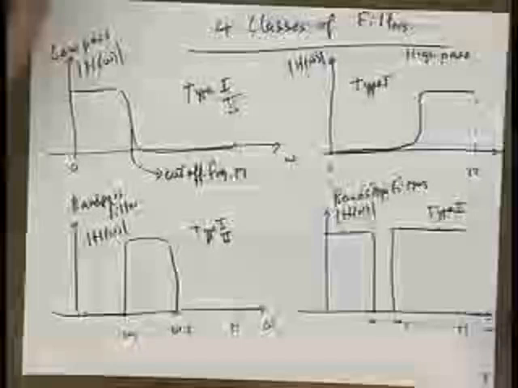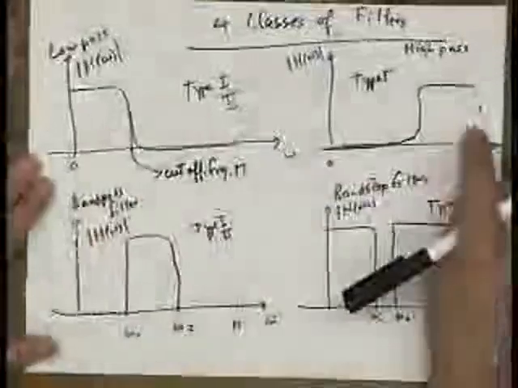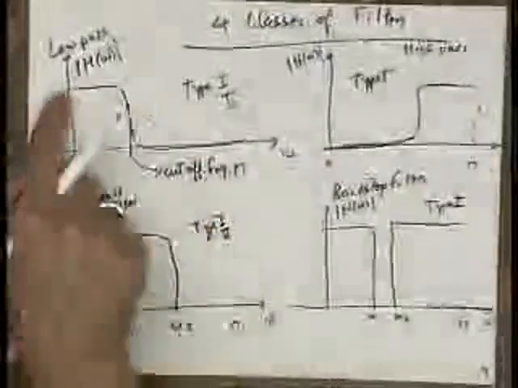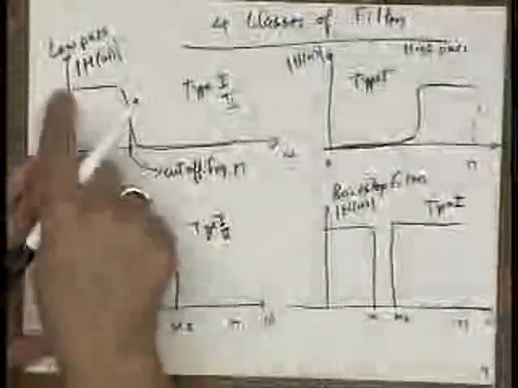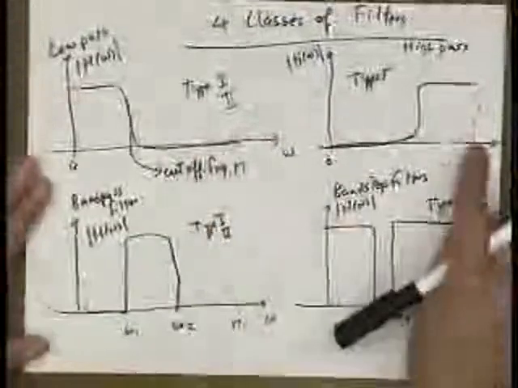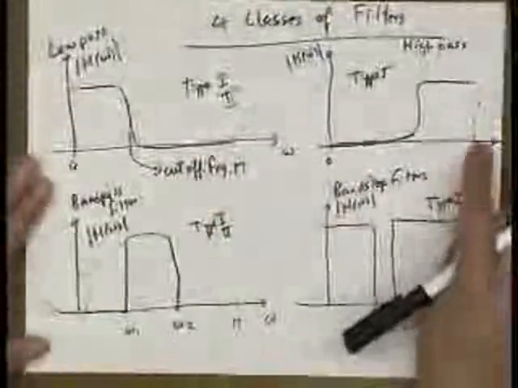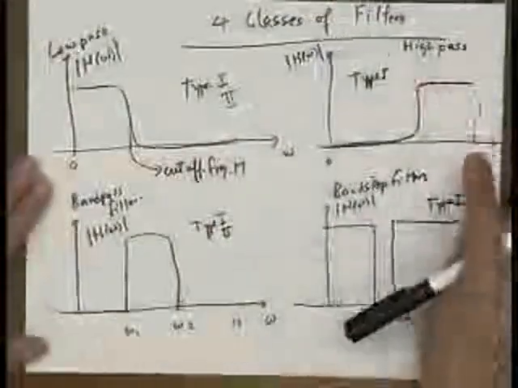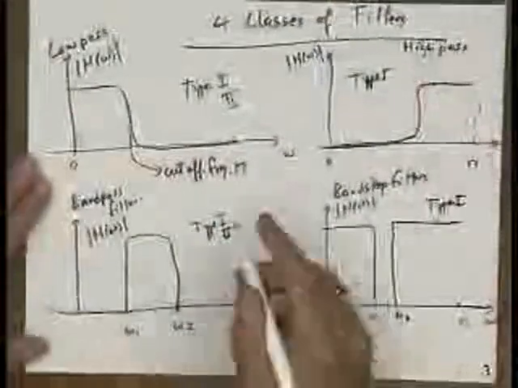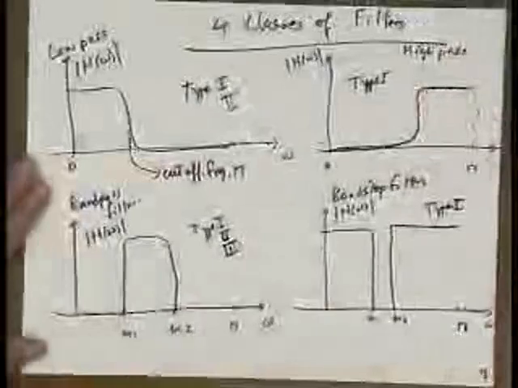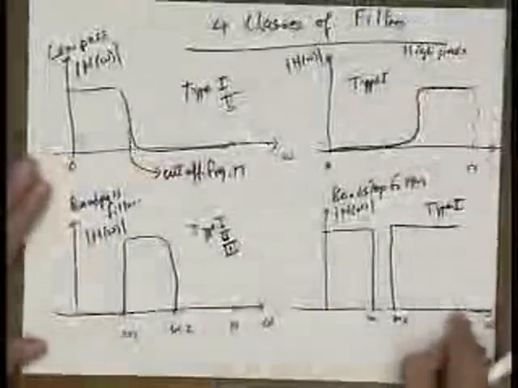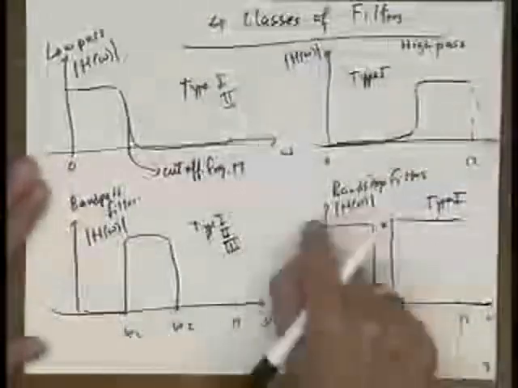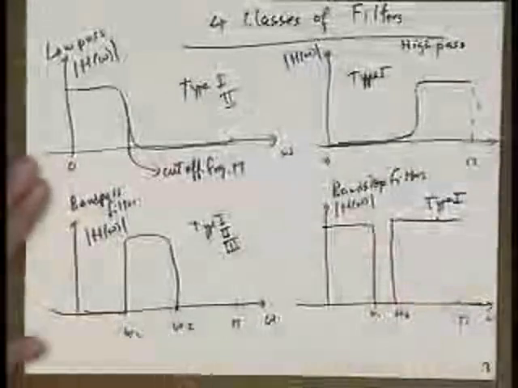Type 3 has even more constraints. H at 0 is equal to 0 and at pi is equal to 0. So it can't be used for low pass, because at omega equals 0 this cannot be 0. It can't be used for high pass, because at pi it's 0 and it shouldn't be. It could be used for band pass. And it can't be used for band stop, because at pi it's not equal to 0, nor is it at omega equals 0.